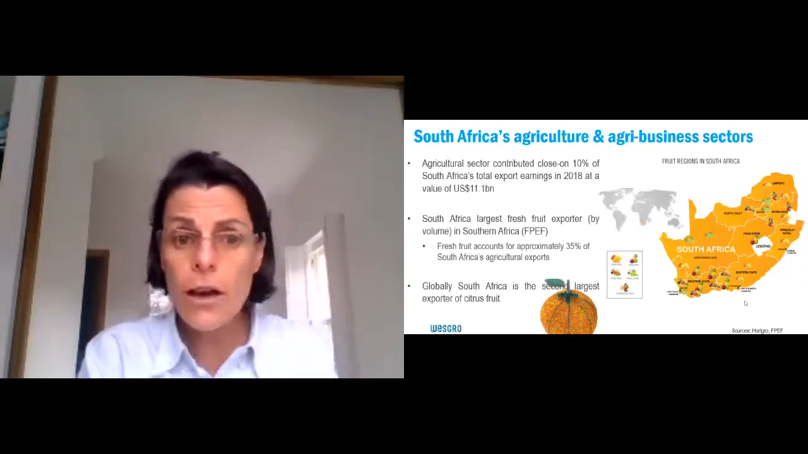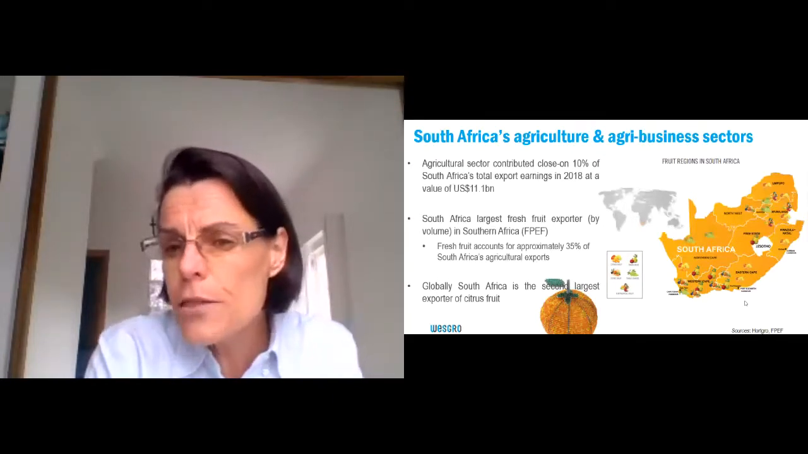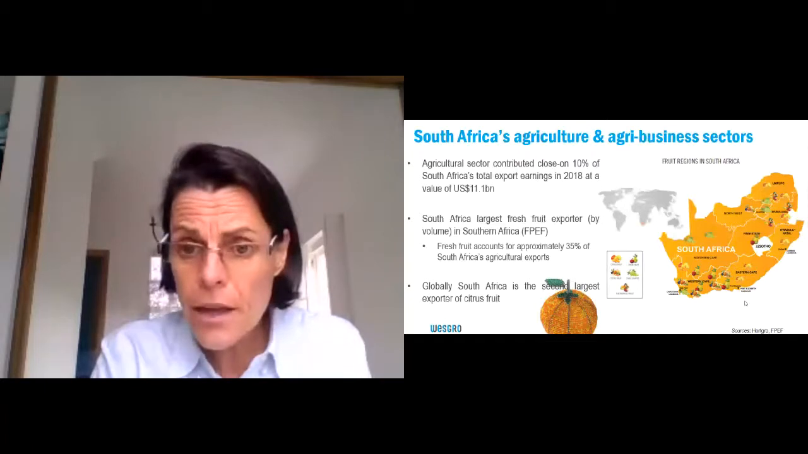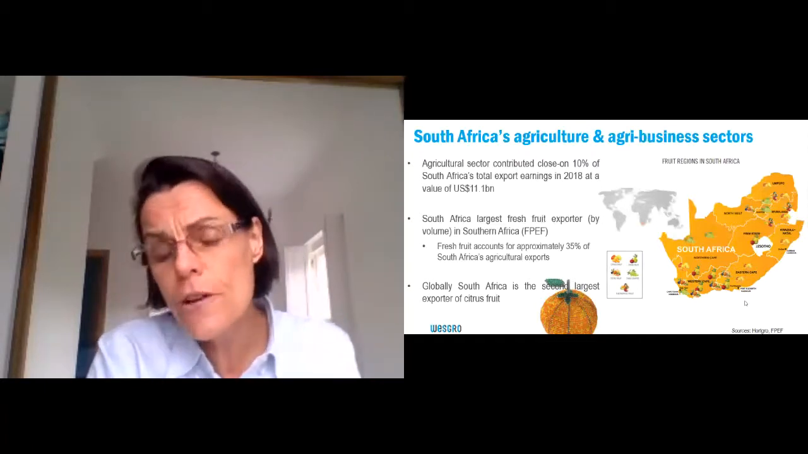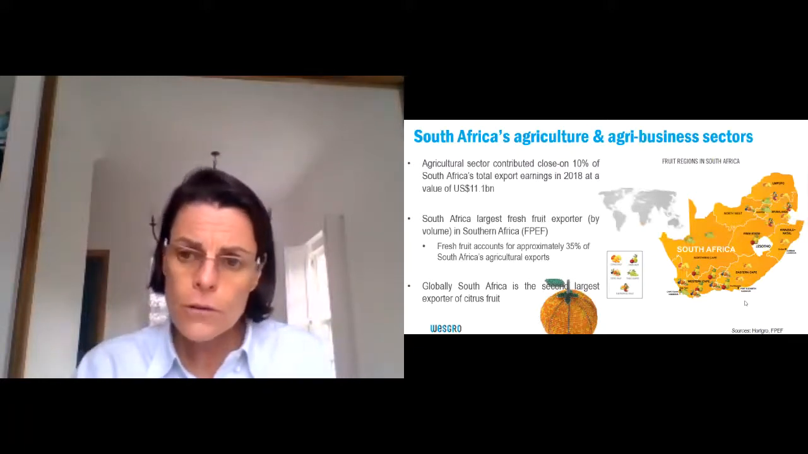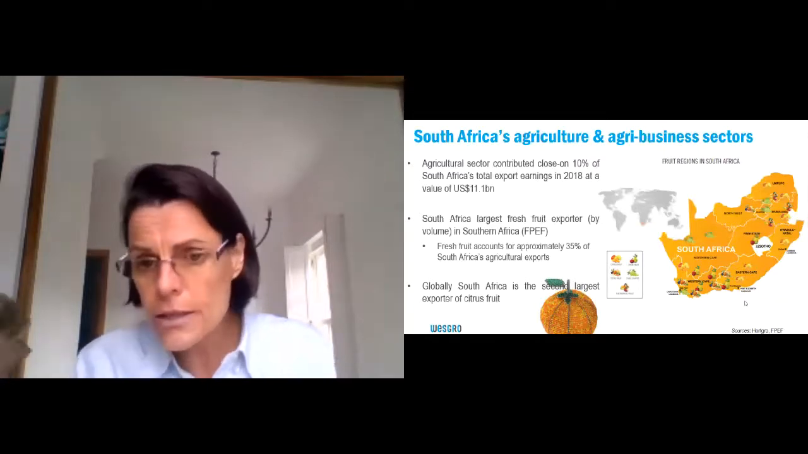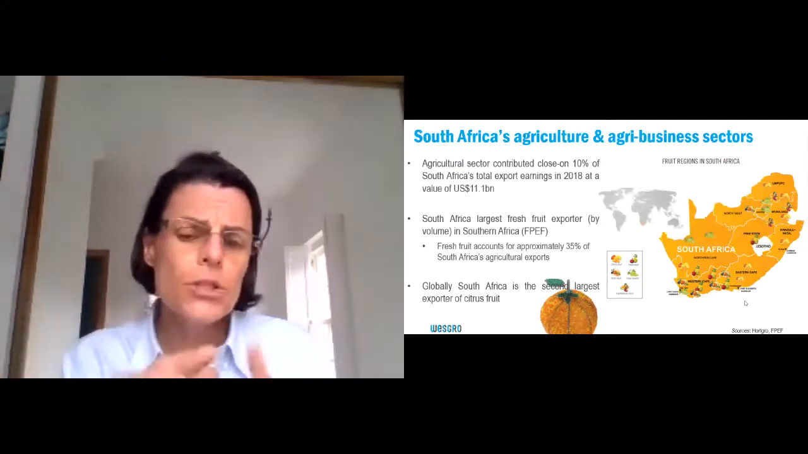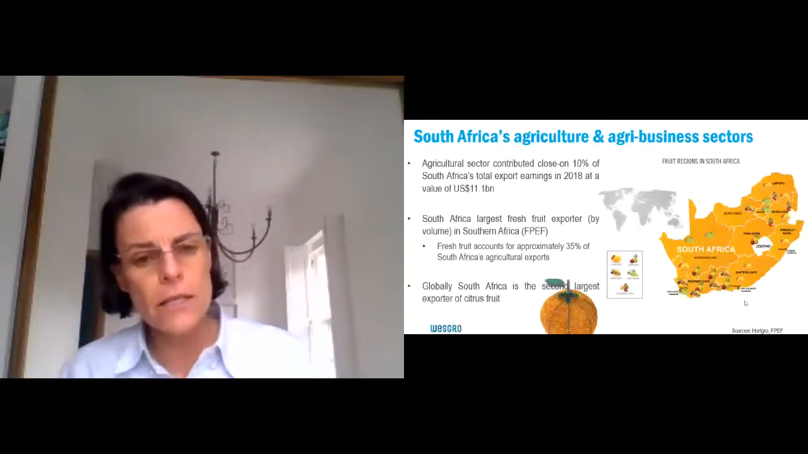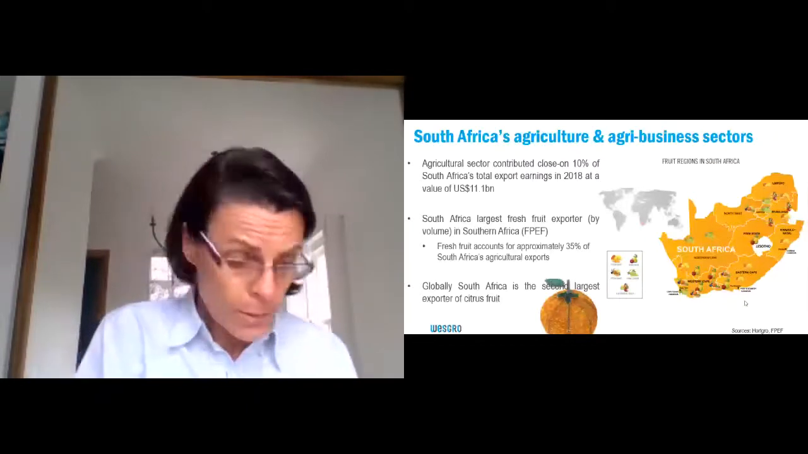And we, South Africa, are the largest fresh fruit exporter in Southern Africa. And fresh fruit accounts for approximately 35% of South Africa's agricultural exports. And globally, South Africa is the second largest exporter of citrus fruit, second only to Spain. What's important about this diagram here is that the production of fruit actually takes place across the country. But as you can see from the graph, the Western Cape certainly dominates in terms of production. There's a high intensity, specifically from a deciduous fruit perspective as well. So that stands us in good stead from a food and beverage and agricultural perspective as well.